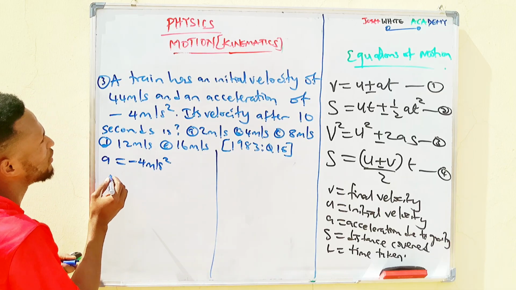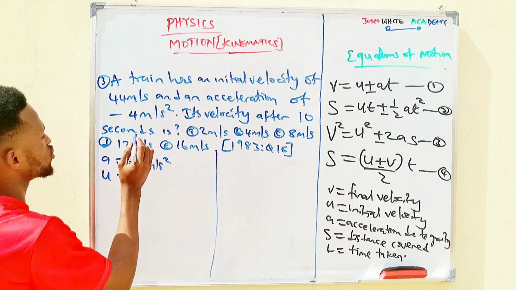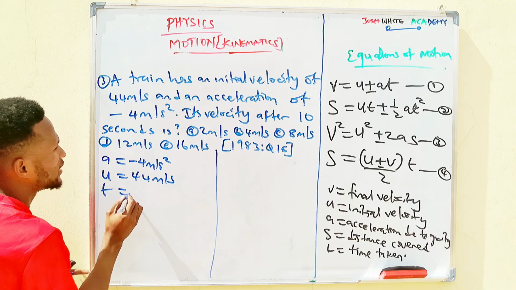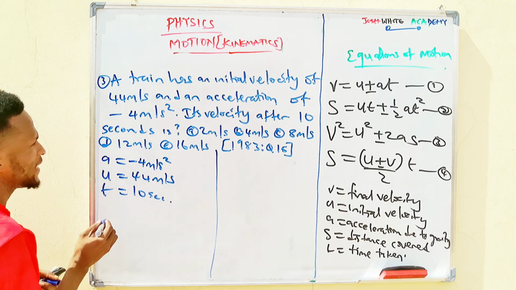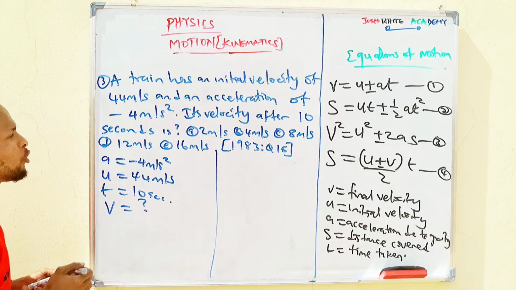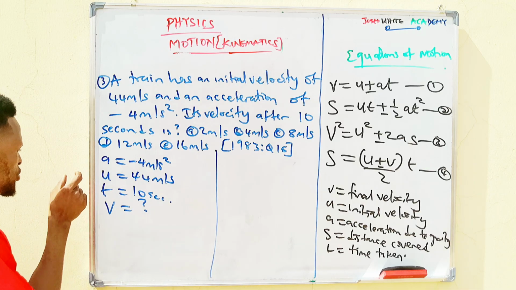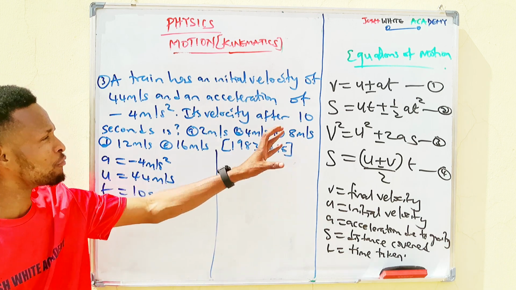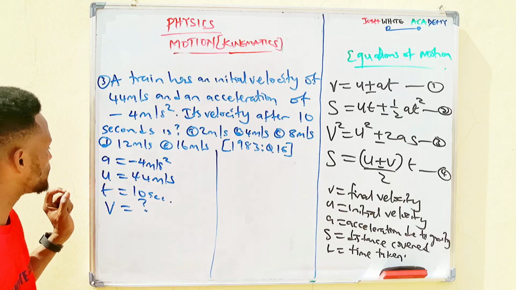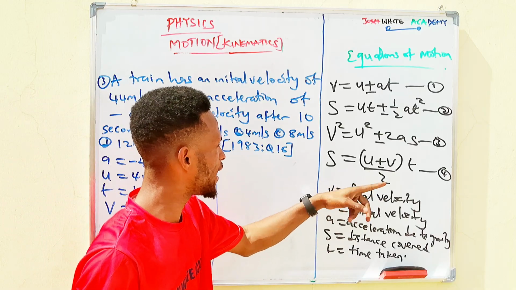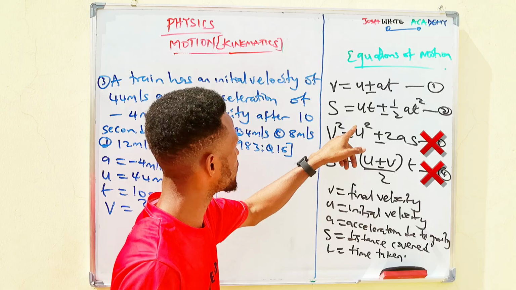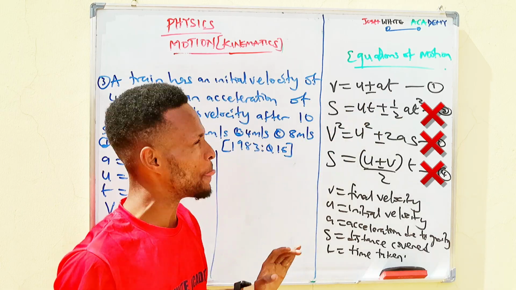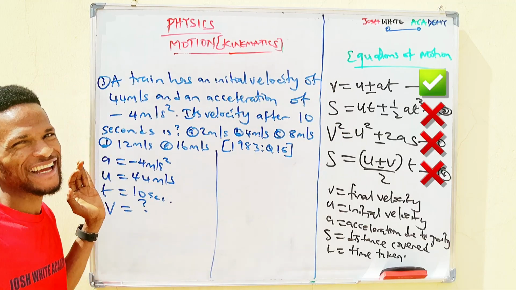We have our initial velocity U as what? 44 meters per second. Our time is 10 seconds. And our final velocity is what we are looking for. So A, U, t, and V. Which of our formulas in the equations of motion best suits our data? A, U, V, and t. There is no A here, out. There is no t here, out. There is no V here, out. A, U, V, and t. You see it? The first equation best suits our data.